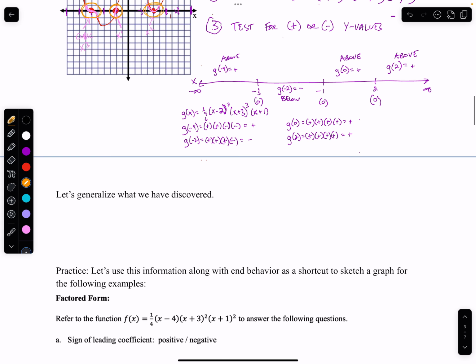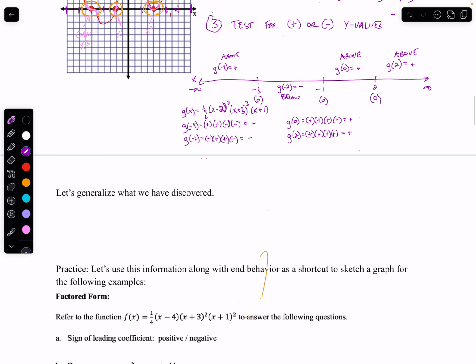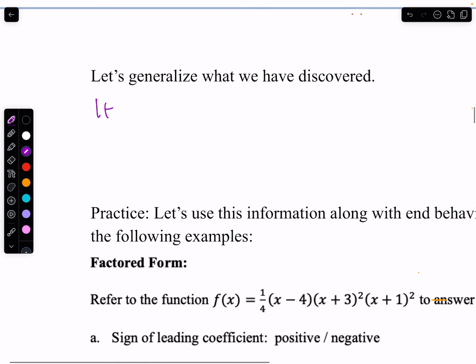Okay, so let's generalize what we have discovered here. We have discovered that if... oh my God, this is so bad, I'm sorry. See if I can get this together here, if I write slower.